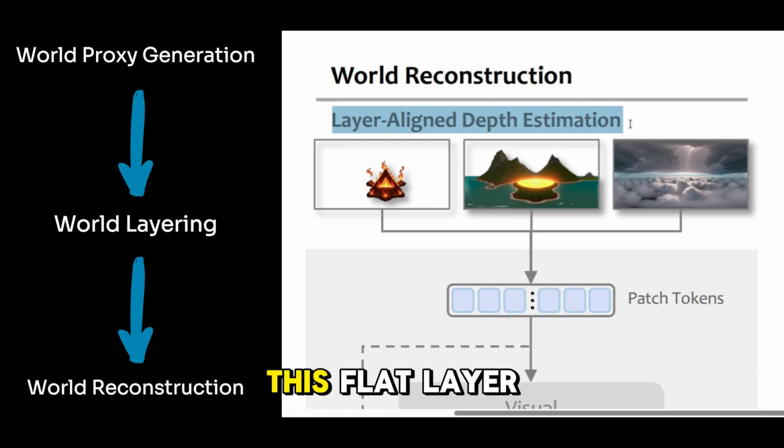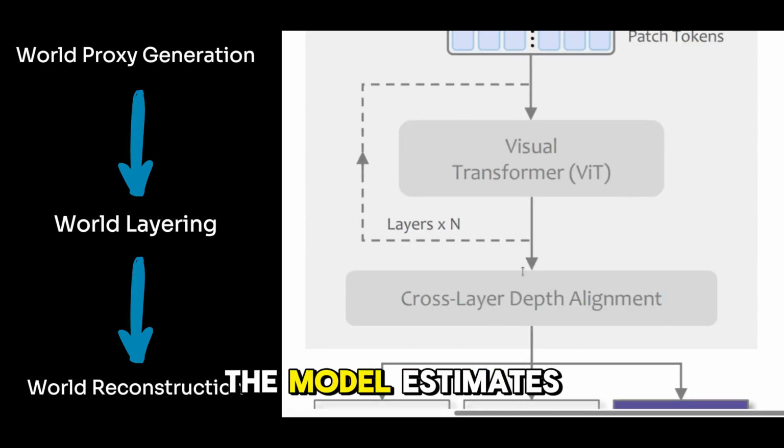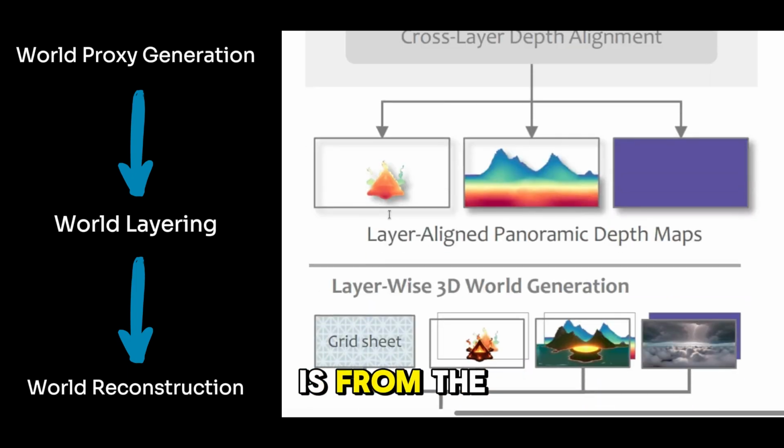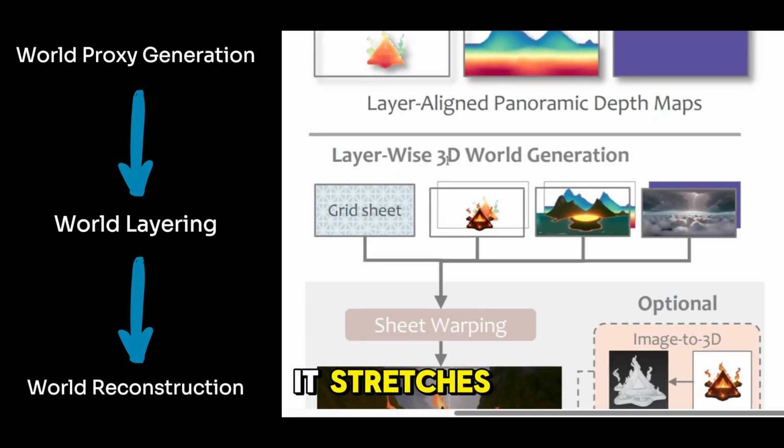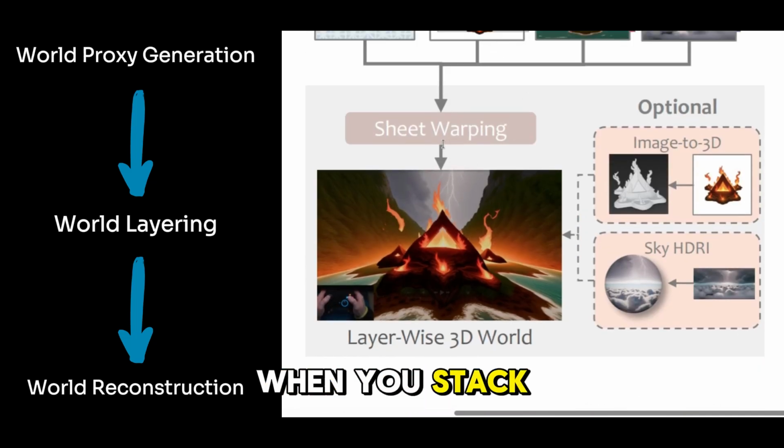Finally, we turn these flat layers into a 3D world. For each layer, the model estimates how far it is from the viewer. That is the depth map. Then it stretches and wraps each layer over a simple grid of squares. When you stack those wrapped layers together, you get a full 3D world that you can move around in.